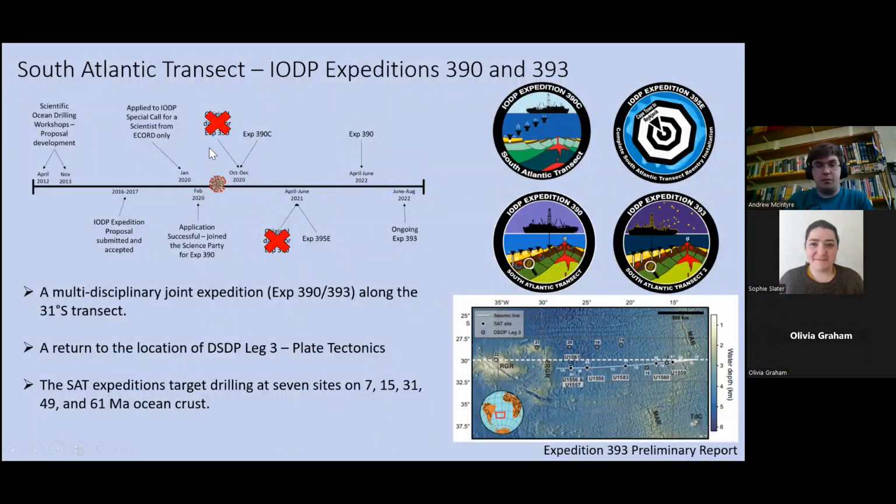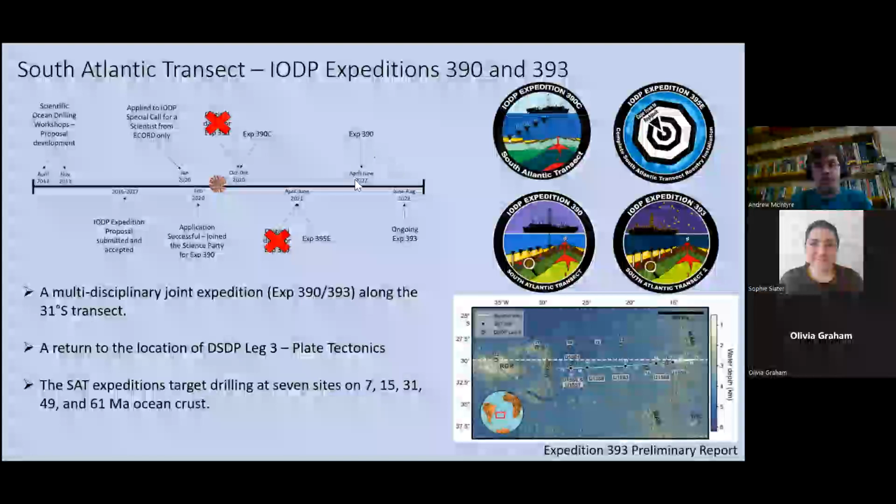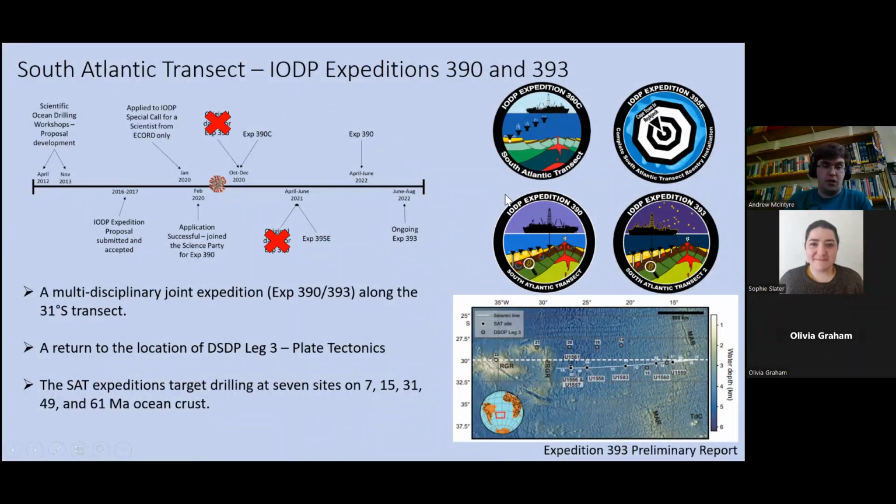So we ended up sailing 390 in April last year, April to June, and then 393 followed straight after, from June to August. This expedition was really, really interesting to be involved in because it was a multidisciplinary project. So it wasn't just a paleoceanographic cruise.